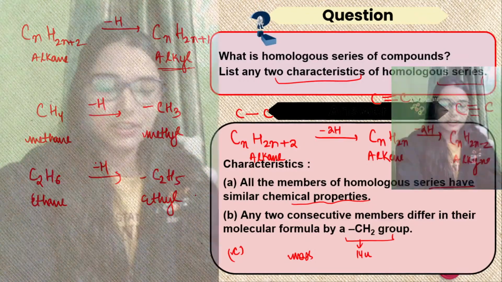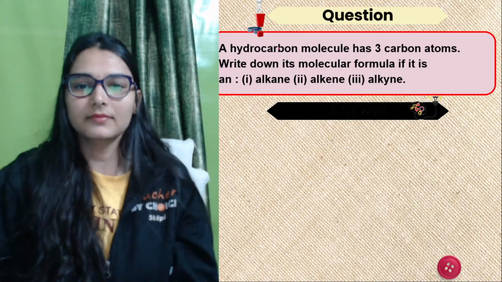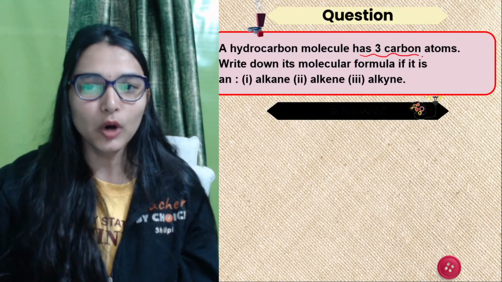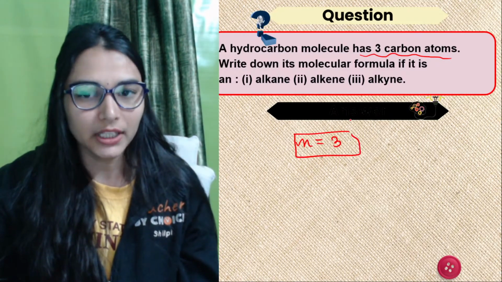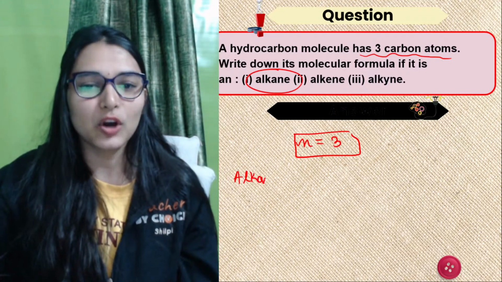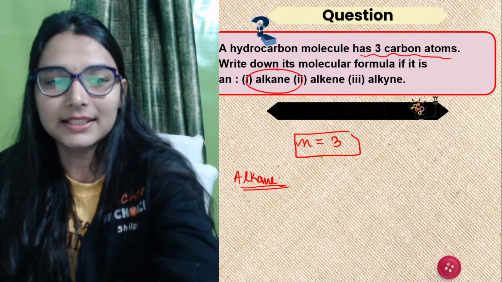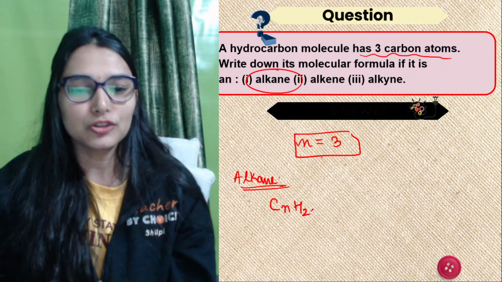Okay, let's move ahead. The next question that we are going to see is this. It is very easy, we have just seen the formula. A hydrocarbon molecule has 3 carbon atoms. Okay, number of carbon atoms is 3. Write the molecular formula if it is an alkane. In the chat box, I am not going to tell you now. Quickly give the answer. It is an alkane. So what would be the formula? CnH2n plus 2.